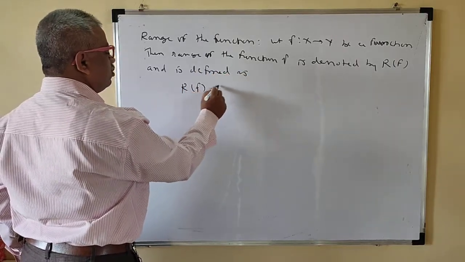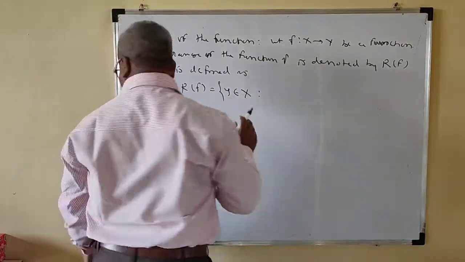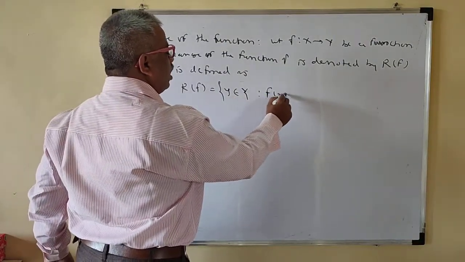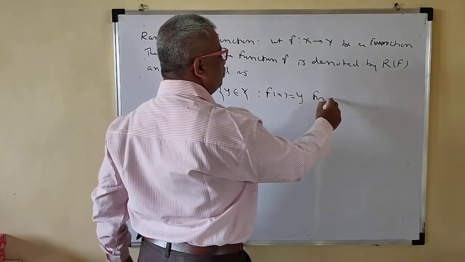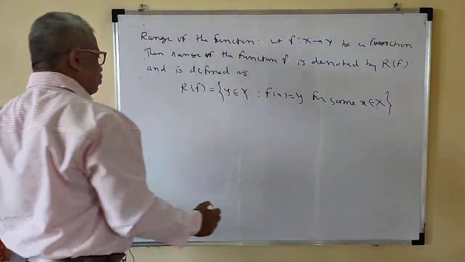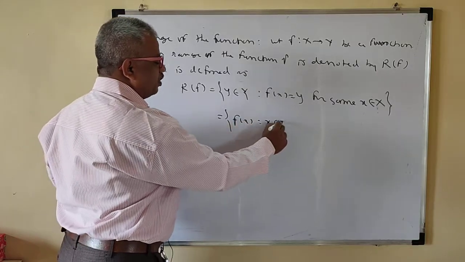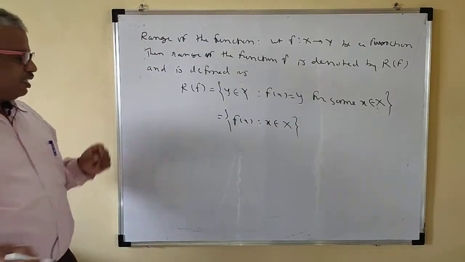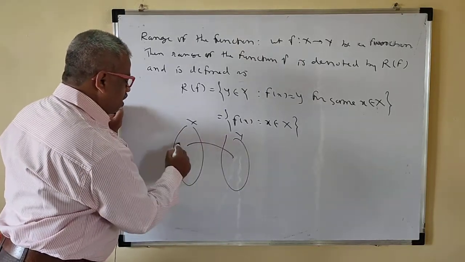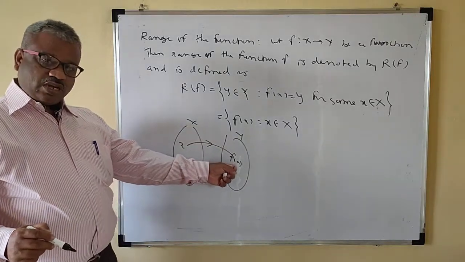the set of y belongs to Y, not X, such that f of x is equal to y for some x belongs to X. Okay. So you may also write this as the set of all f of x, x belongs to X. That means the set of all images. Because suppose this is X and suppose this is Y. Then x goes to f of x here. So f of x is the image of x.